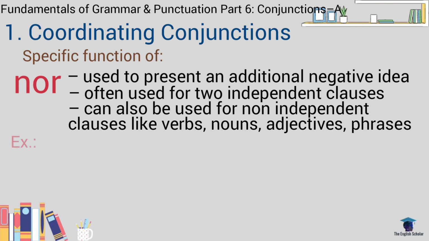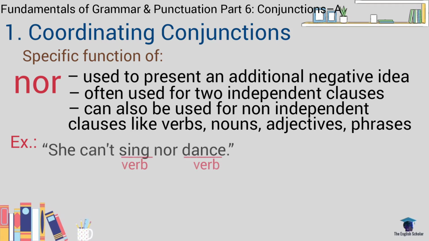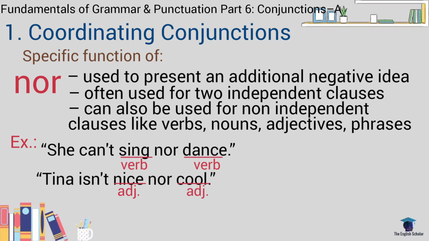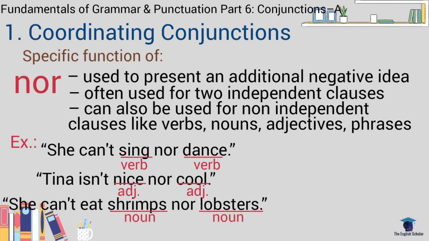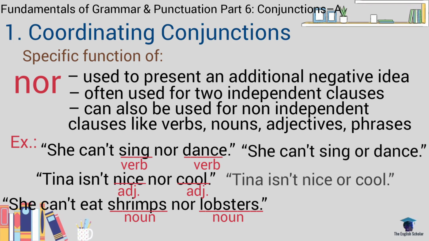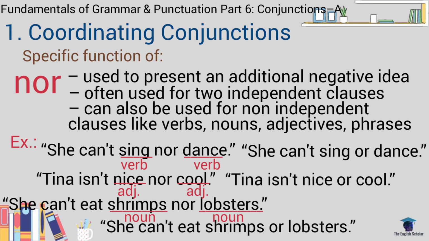But let's have examples. She can't sing nor dance. Tina isn't nice nor cool. She can't eat shrimps nor lobsters. As mentioned earlier, some grammarians disagree with this style, and they prefer or instead of nor. Example: she can't sing or dance. Tina isn't nice or cool. She can't eat shrimps or lobsters. Neither of these styles is incorrect, so don't worry much about that.